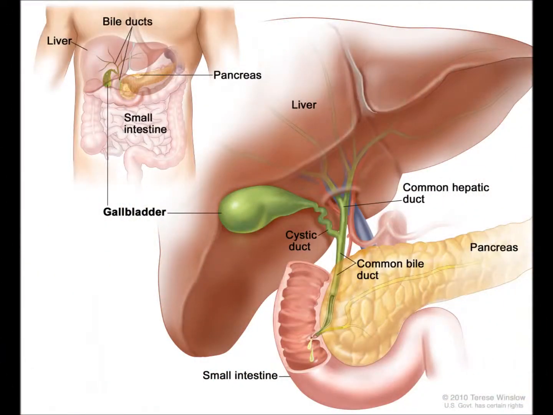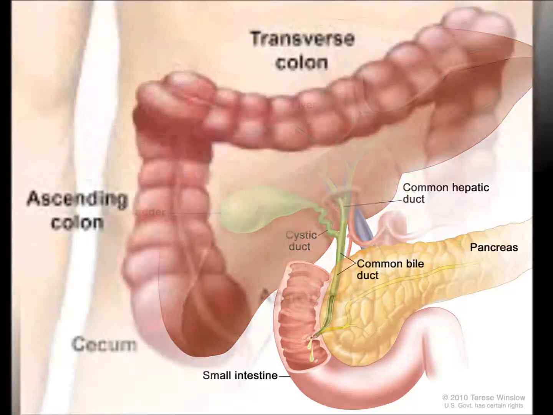A variety of organs aid in the small intestine's digestive process. The pancreas is an organ that is responsible for the synthesis and secretion of digestive enzymes. The liver is an organ that makes bile, which is used to emulsify fats in the small intestine. Bile is stored in the gallbladder.